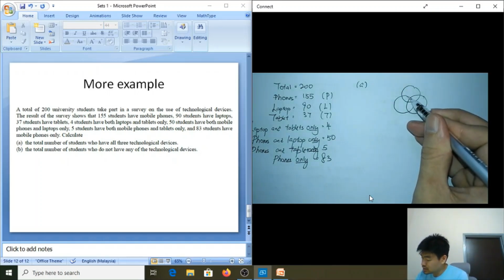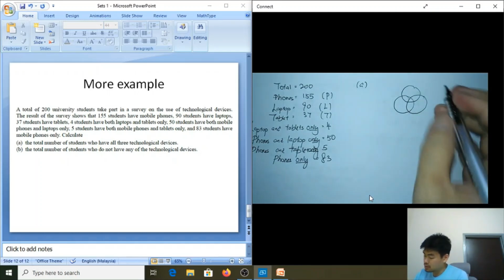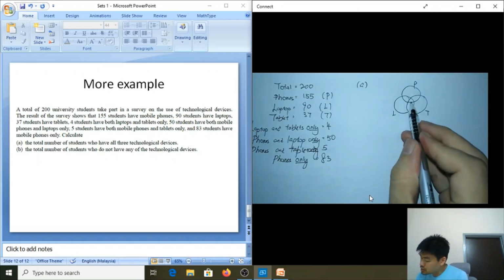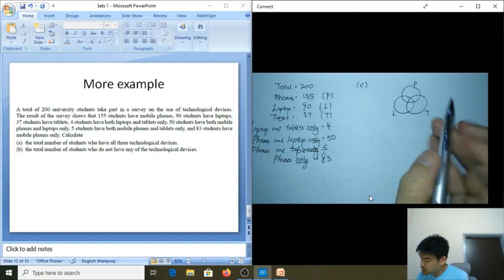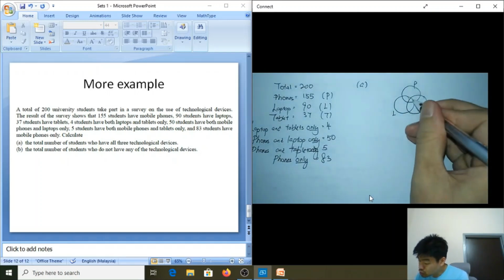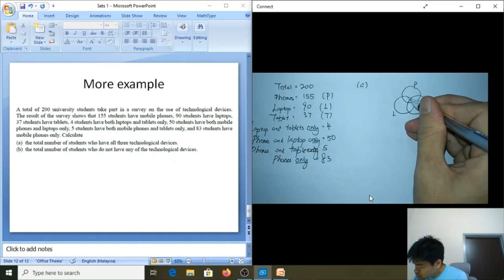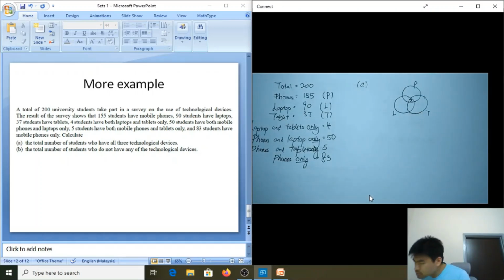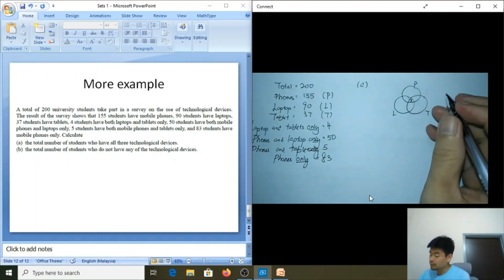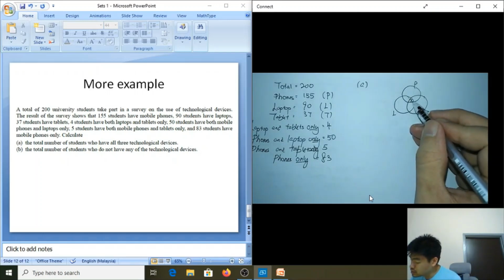So this little section here, what does it tell us? Let me label P for phone, L for laptop, and T for tablet. What is the information for this little middle section here? It tells us the number of students who own 3 devices, right? Which I don't know. So I have to put in X. So let X be the number of students who own 3 technological devices, which is what the question is asking, right?